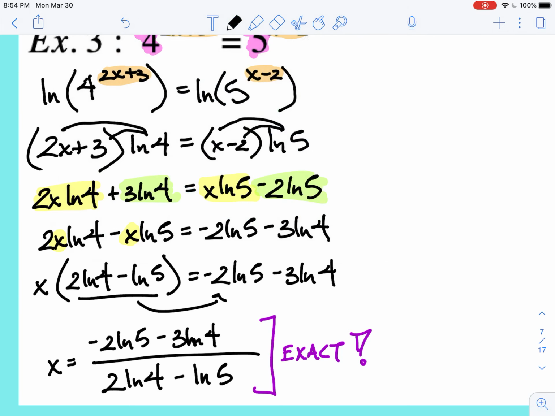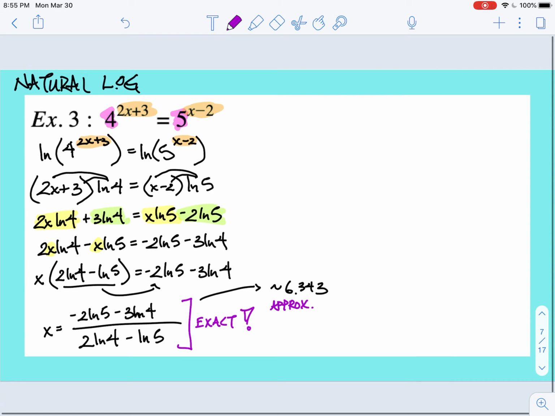Now, if you want to type it into a calculator and turn it into a decimal, I believe that you will get around 6.343, and that would be your approximate solution. So on an exam, it's totally fine to leave it as an exact. In fact, that actually shows me that you really understand the process. And an approximation, I think sometimes WebAssign asks for that, so it's nice to know how to turn it into a decimal as well. Okay?